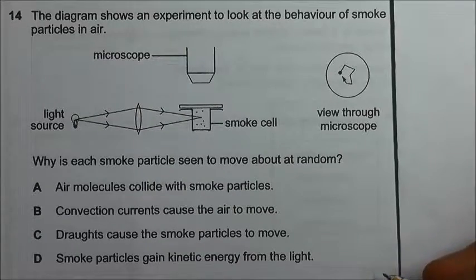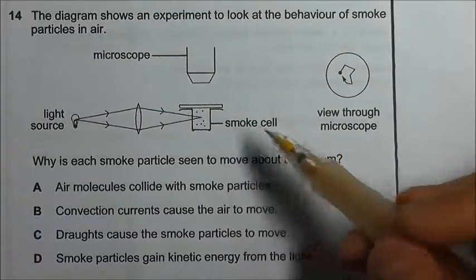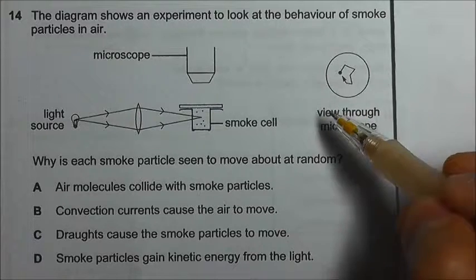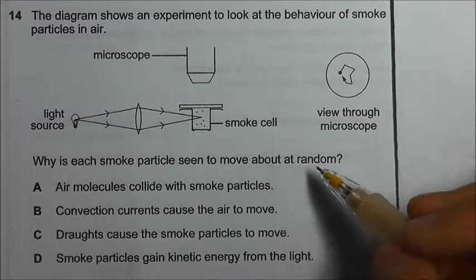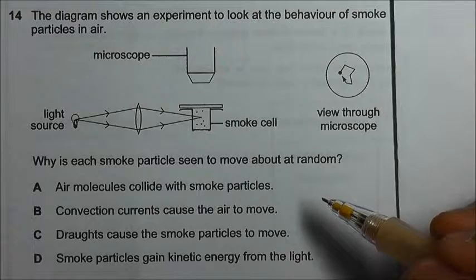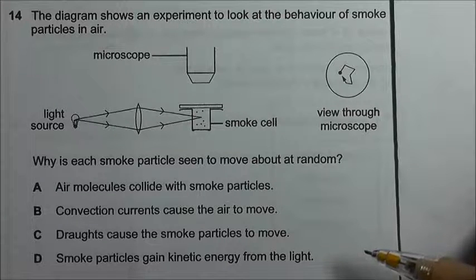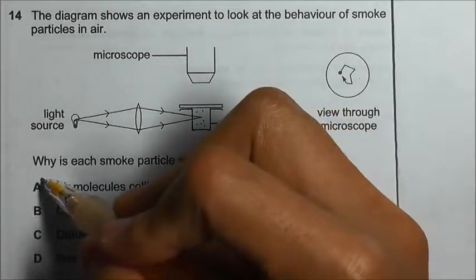This is a question on Brownian motion. From the microscope, you can see that there are bright specks of light that are moving in random motion. These bright specks of light are actually the smoke particles. And why are they moving in random motion? Because they are constantly being collided with by the air molecules. And since the air molecules are moving in random order, they will collide with the smoke particles, and the smoke particles will go in a random zigzag manner, just like what is shown here. So the answer is A.